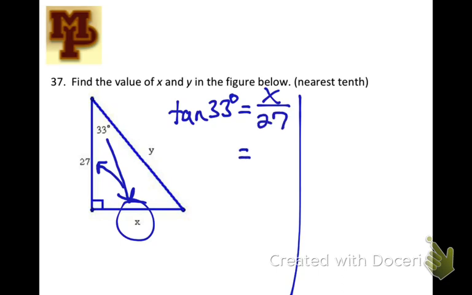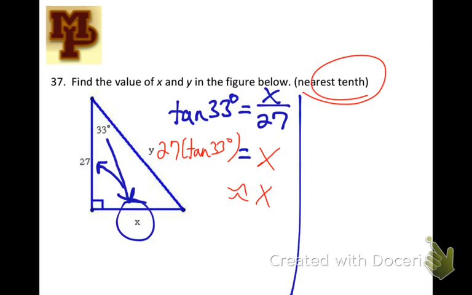Hey, this is a one-stepper. So we multiply by 27 on both sides. So 27 times tangent 33. And so x is approximately, rounding to the nearest tenth, oh yeah, we do have two problems. All right, so 27 times tangent of 33 is about 17.5. Okay, then let's solve for y.